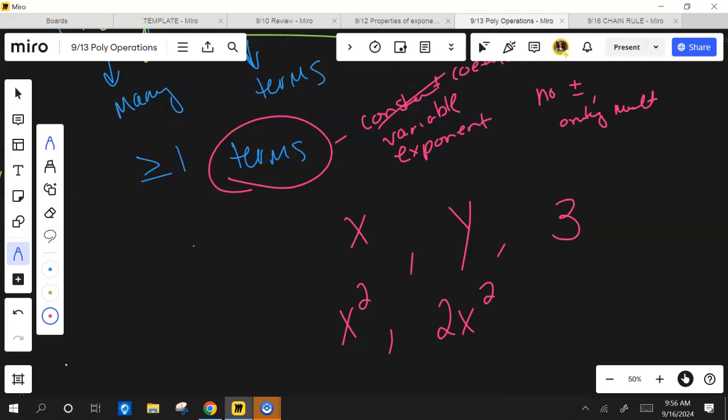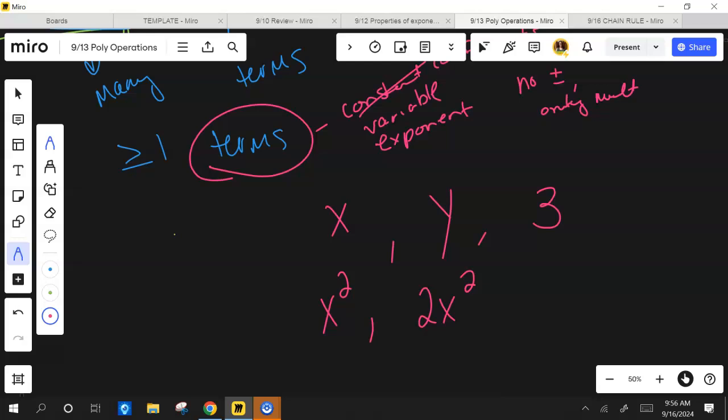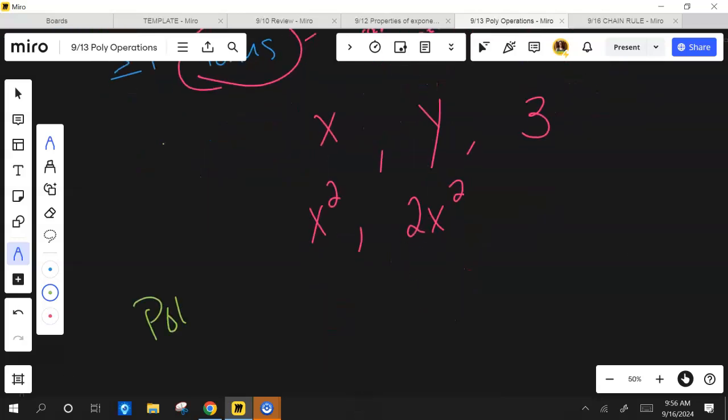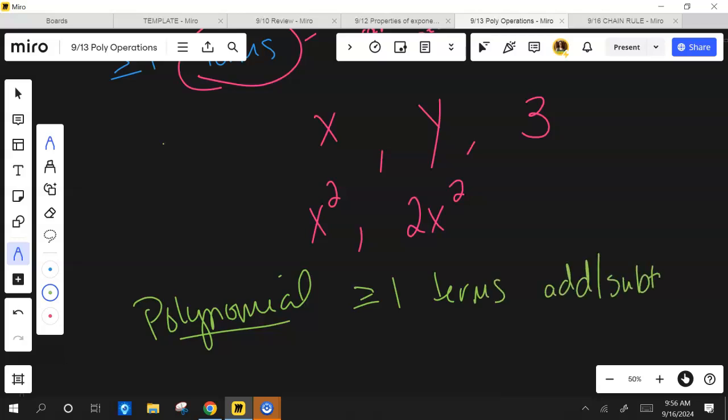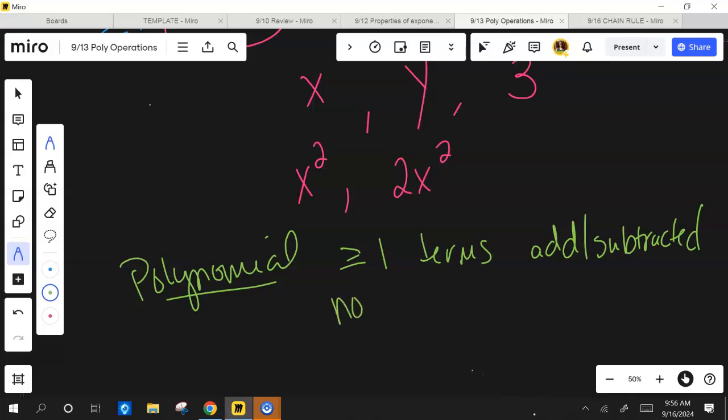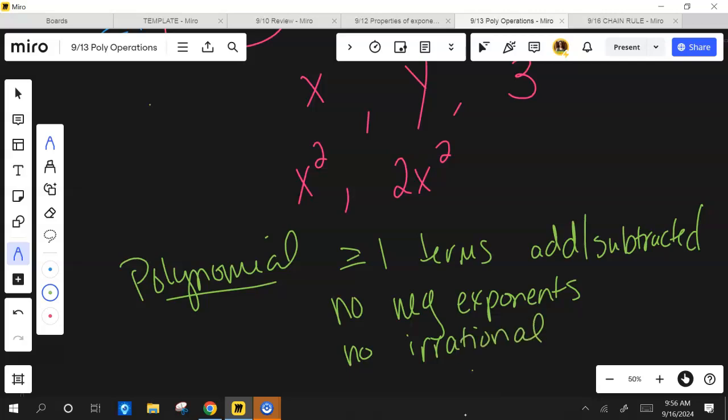Now, a polynomial is one or more terms. But here's the thing with a polynomial. It's one or more terms that are added or subtracted together. And I can't have a negative exponent. If I had x squared plus 3x, this altogether is not a term, but this is a term and this is a term. So there are two terms. The terms themselves you don't add or subtract, but within the polynomial they're added or subtracted.